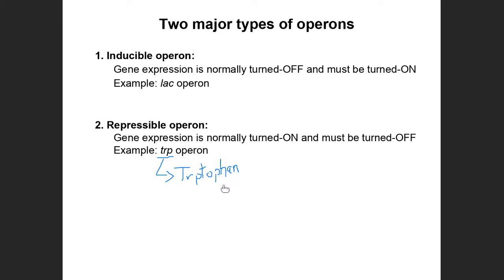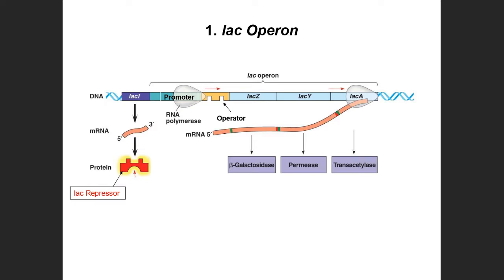nutrients, this same amino acid tryptophan that the bacterium is synthesizing will also play a role in repressing gene expression, turning it off. So it'll also have a dual function, just like lactose. Okay, so this is a Lac Operon.